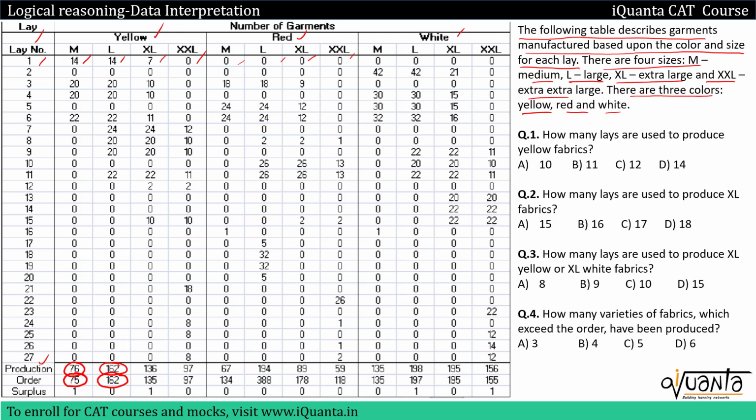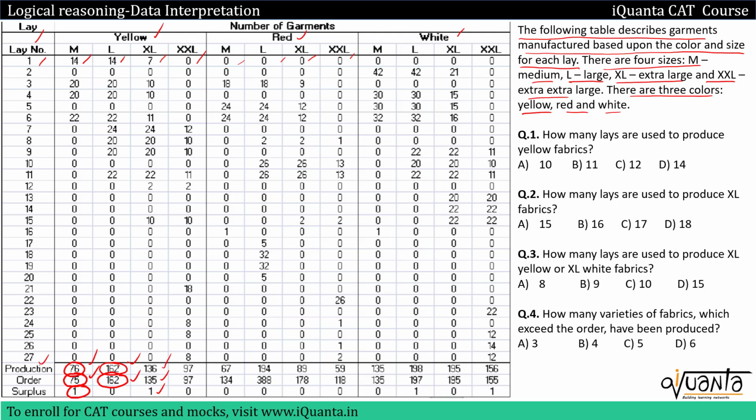Now surplus is also given, which means that 75 were ordered but 76 were produced, so extra one garment was manufactured, so that is the surplus. Here 162 were ordered, 162 were produced, so 0 extra were produced. Then 135 were ordered, 136 were produced, so 1 surplus, that means 1 garment extra was produced. Similarly we can read the data for all the colors.